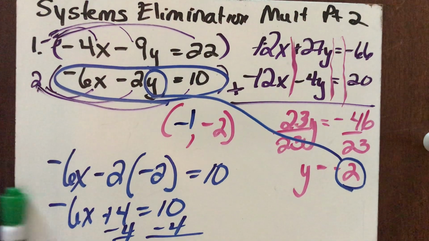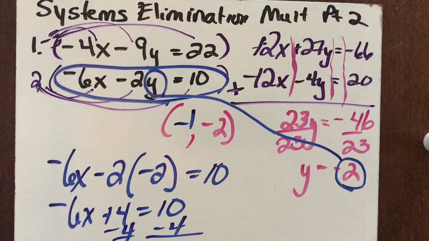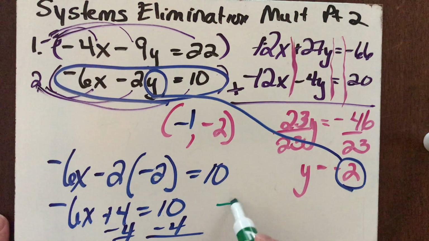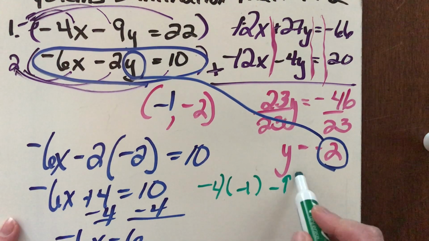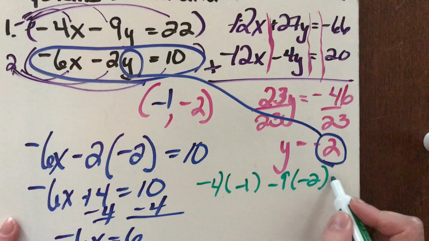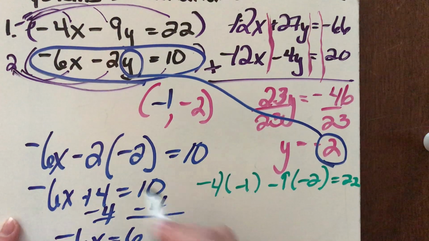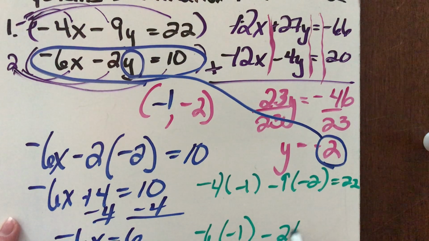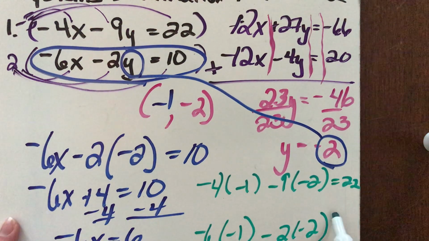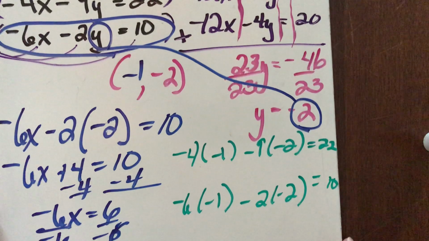I'm going to plug the negative 1 and negative 2 in place of the x and y in the original equations. So I'm going to have negative 4 times negative 1 minus 9 times negative 2. And if we did that right, that should equal 22. And then I have negative 6 times negative 1 minus 2 times negative 2. And if we did that right, that should equal 10.